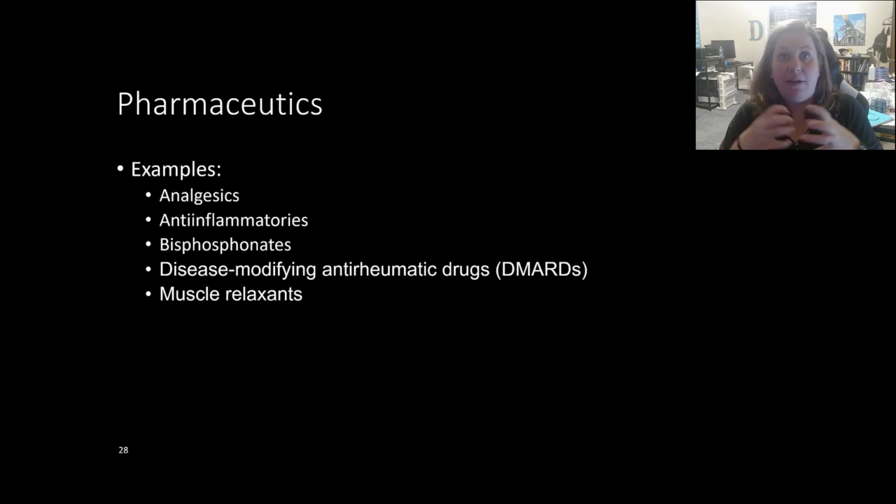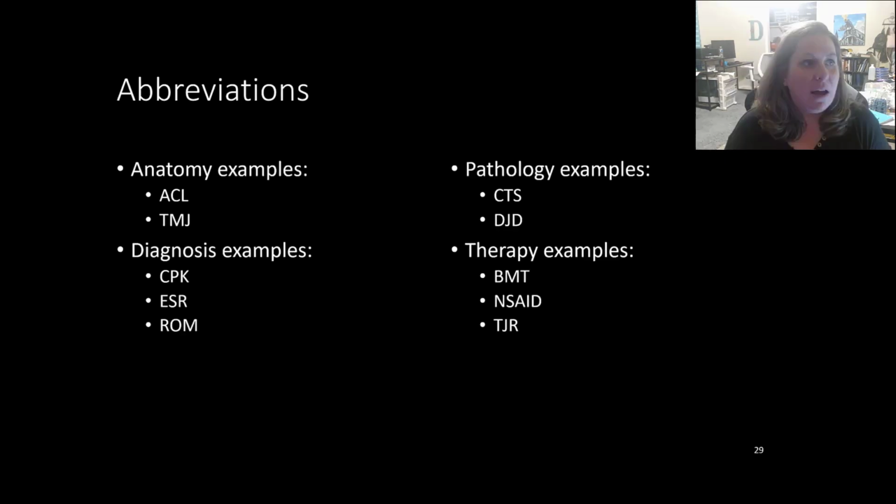If your muscles are all tight and they're cramping up and they're causing spasms, we need them to relax in order to allow for healing, or even to find out what's wrong with the patient, getting their muscles relaxed enough to be able to look. Last but not least, we have our abbreviations. So some anatomy examples of some abbreviations.